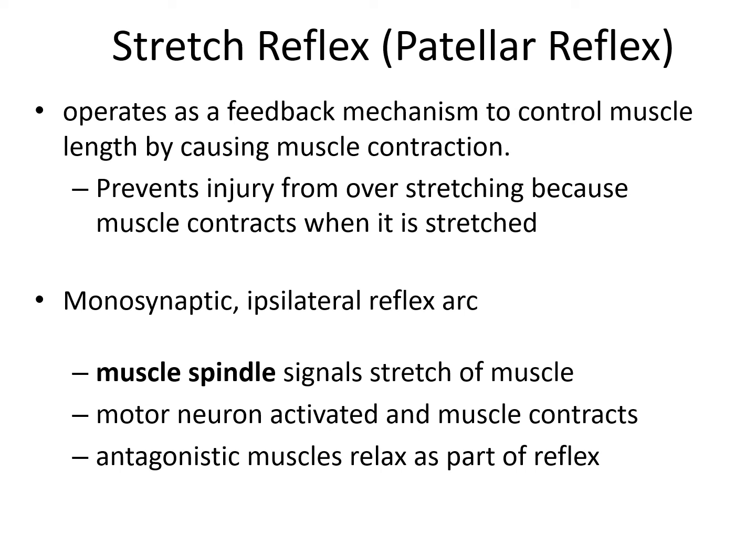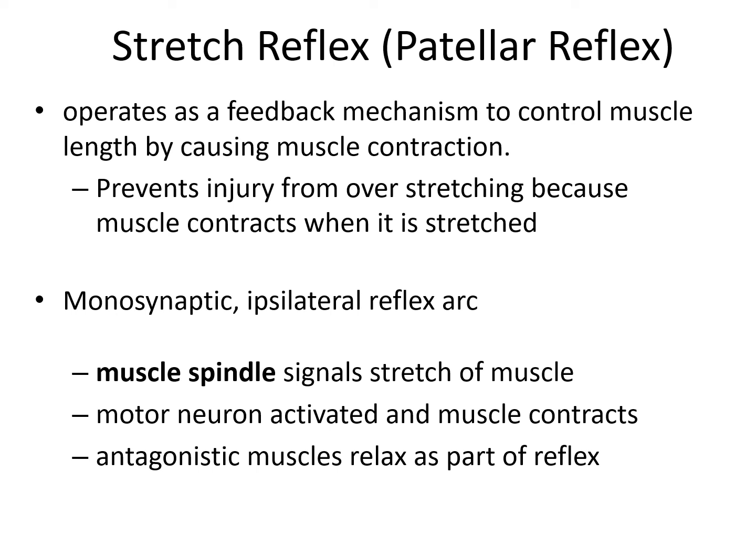What's happening is when you hit that tendon, it's stretching muscles that make up the quadriceps group, the muscles that are used to extend the leg. Those muscles stretch very quickly. Your body, in response, extends the leg to limit that stretch, because a sudden stretch in the muscle might damage the muscle. So it's to prevent injury from overstretching.